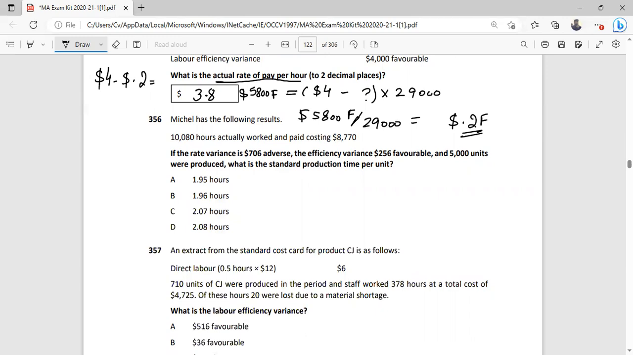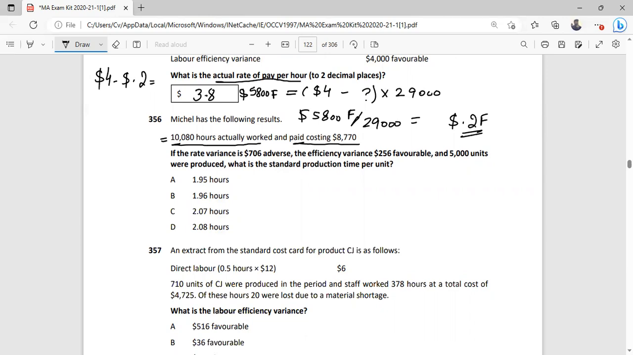Okay. M has the following results: 10,000 hours standard, 10,080 hours actual worked and paid, costing 8,770. So we will calculate what is the actual rate per hour.